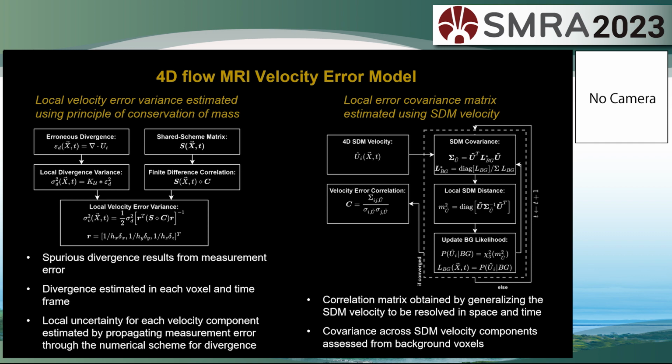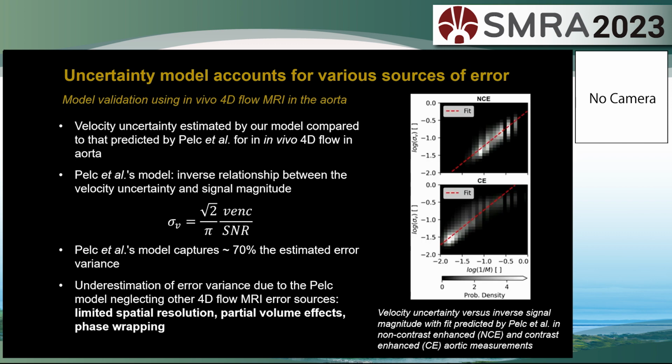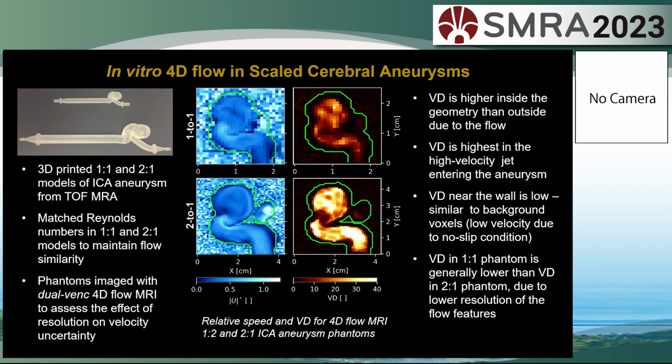Then we use the SDM velocity for the background tissue, suppressing the flow effect and looking at the correlation of error across velocity components. We also compared it to the PELC model of uncertainty, and we found that we can account for phase wrapping, limited resolution, and partial volume effects. So it's an extension of the PELC model. We tested this uncertainty model in vitro and in vivo.